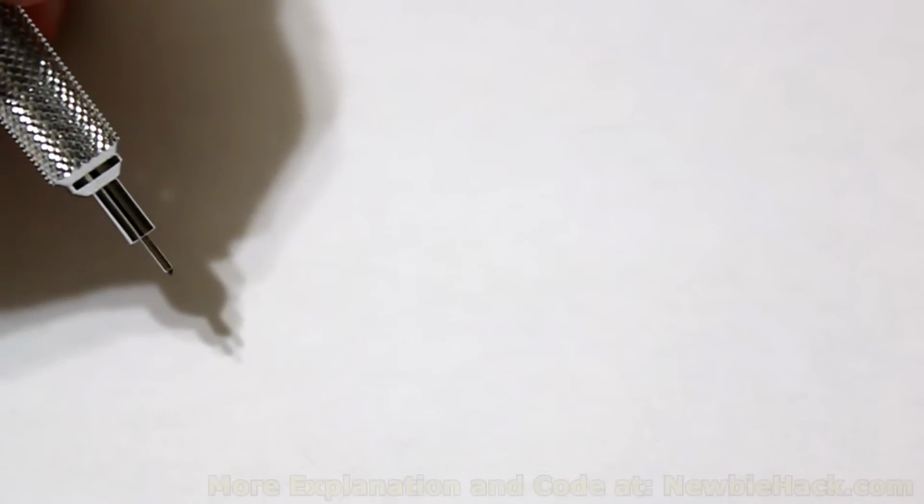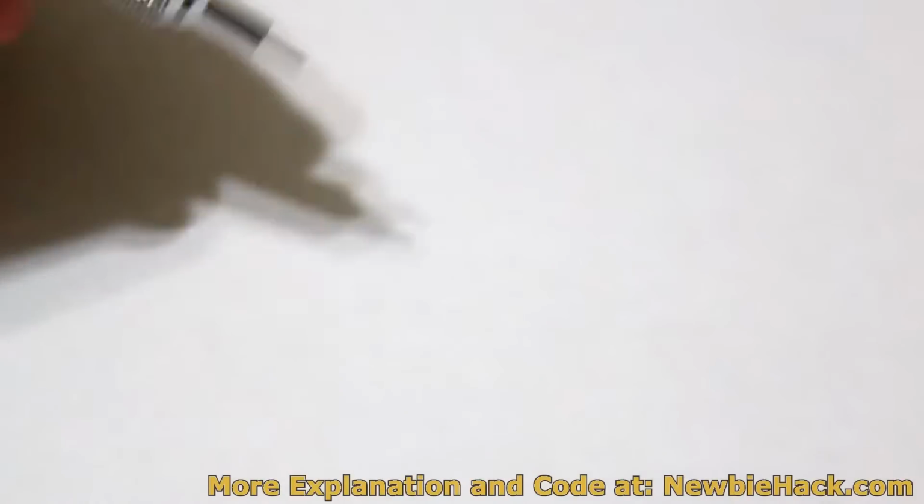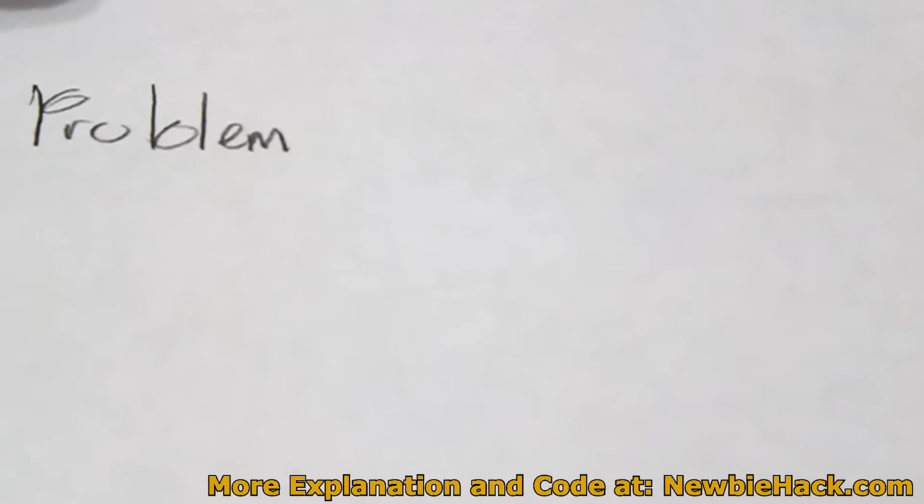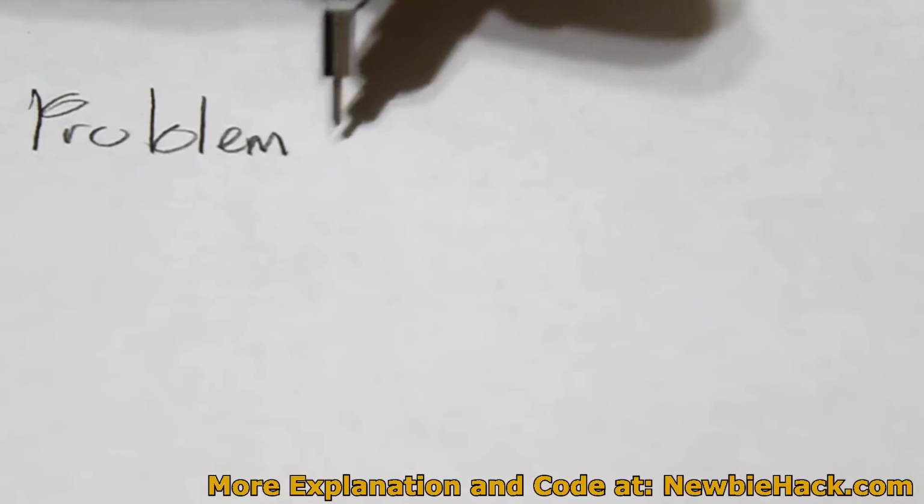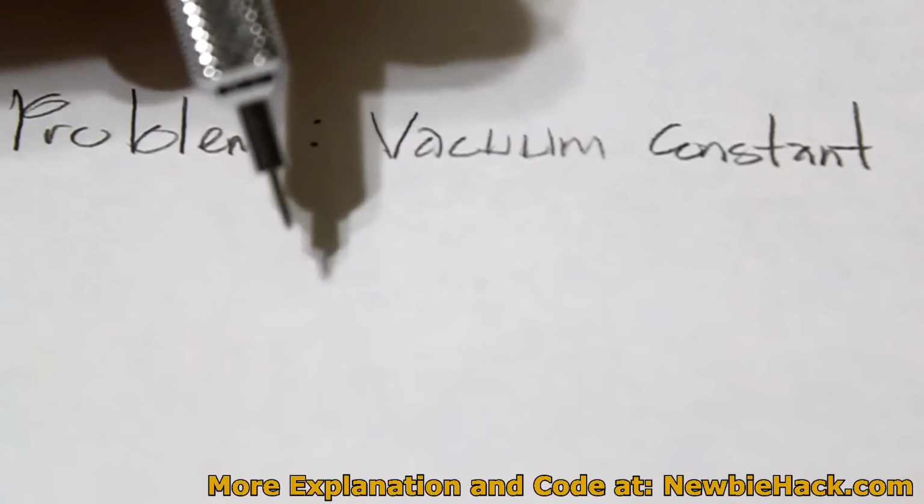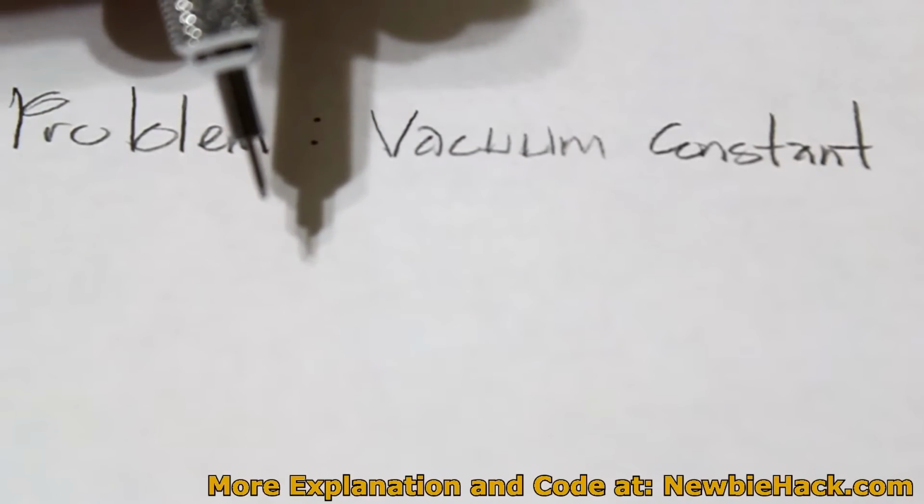In this video, I'm going to show you how I apply a microcontroller in a real-world project. The problem: creating a constant vacuum source, much like you would see with a compressor, keeping a constant positive pressure in the tank.